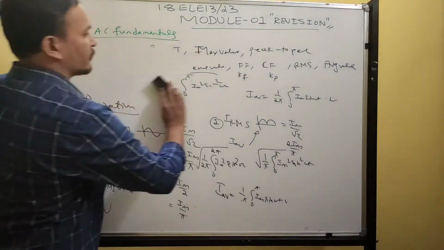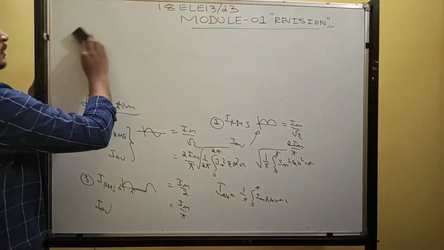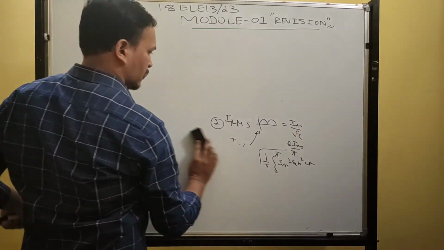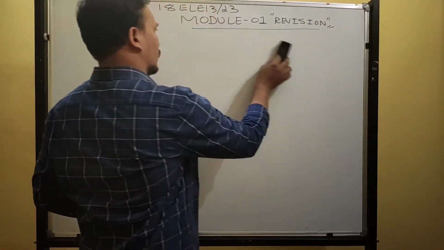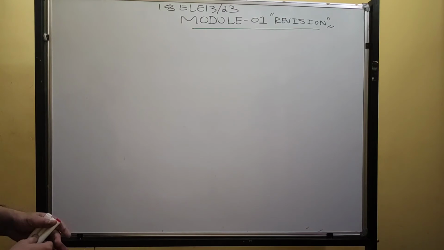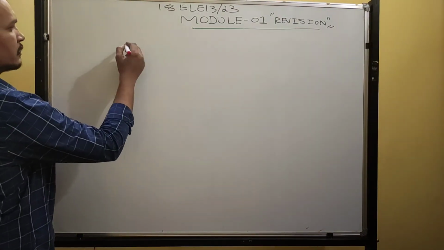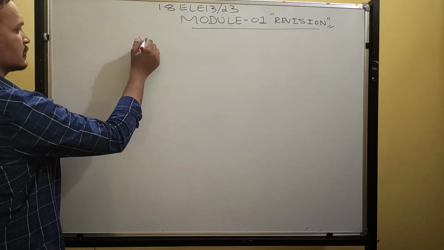Next, after this they will ask simple problems. So find the instantaneous value at a given time. So just go to the problems that I explained in the video. Okay. So next is phasor representation of alternating quantity. This is a theoretical topic.